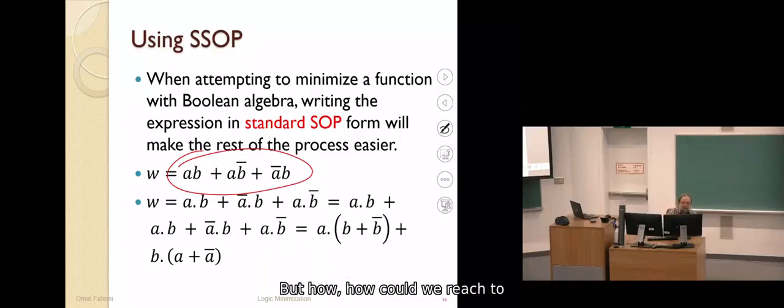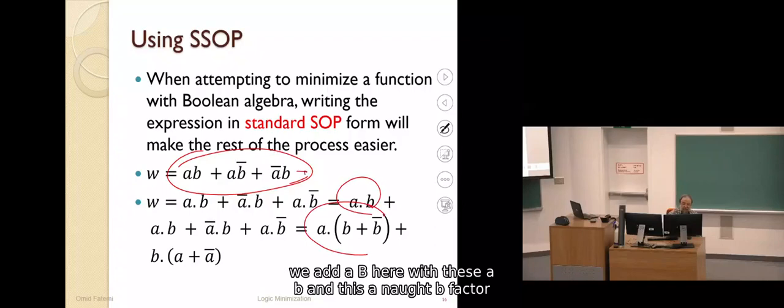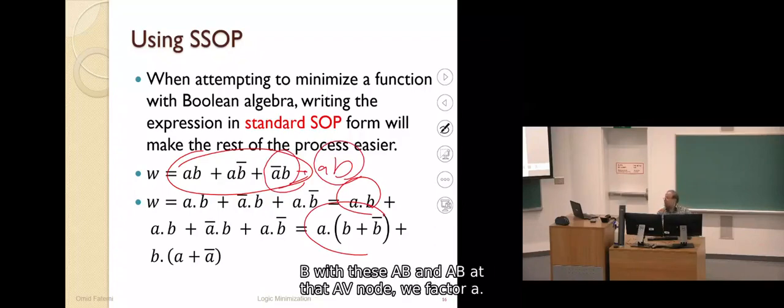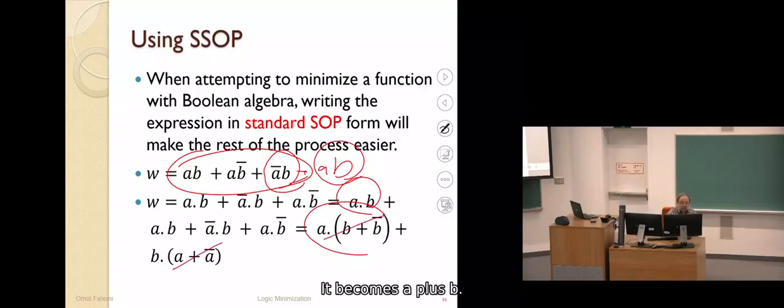So it is an OR function. But how could we reach the OR function from here? Again, what we do, we add AB here. With this AB and this A naught B, we factor B. With this AB and that AB naught, we factor A, and so it becomes A plus B. Yeah, we knew it. This is the OR function. Min terms 1, 2, 3 is the OR function, A plus B.